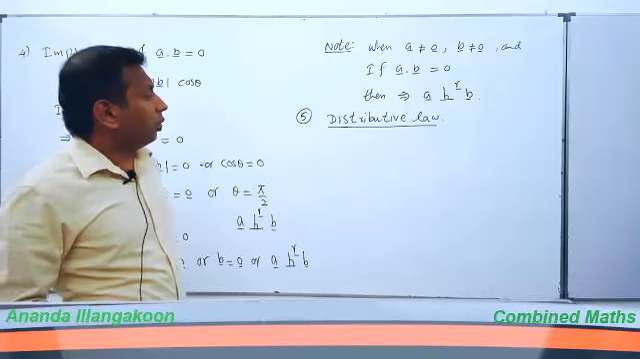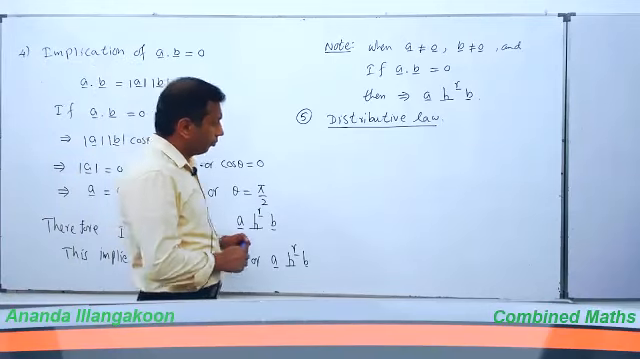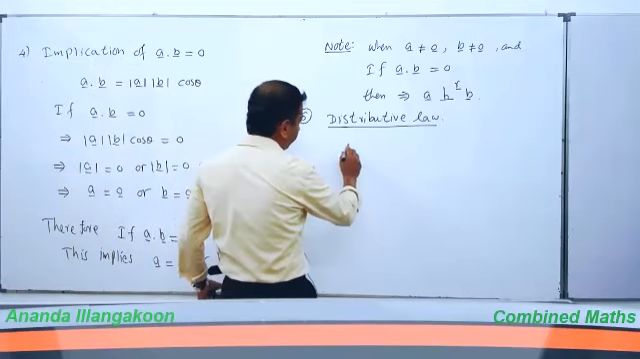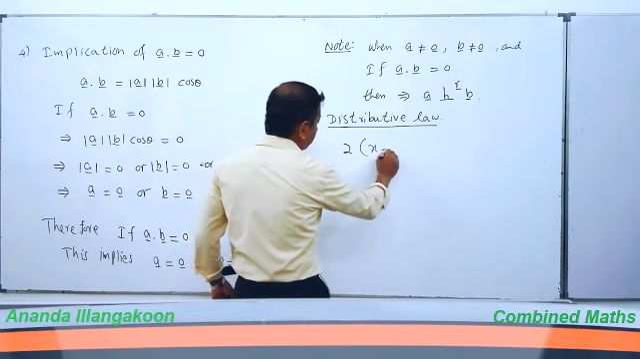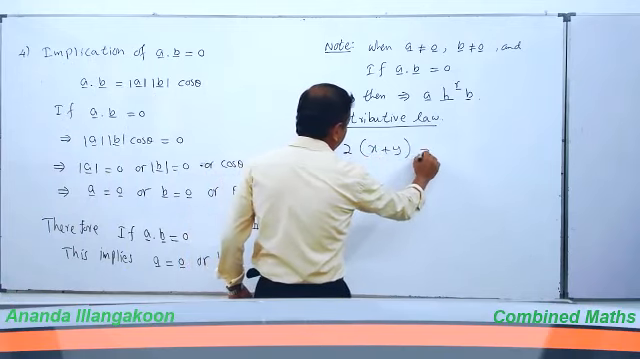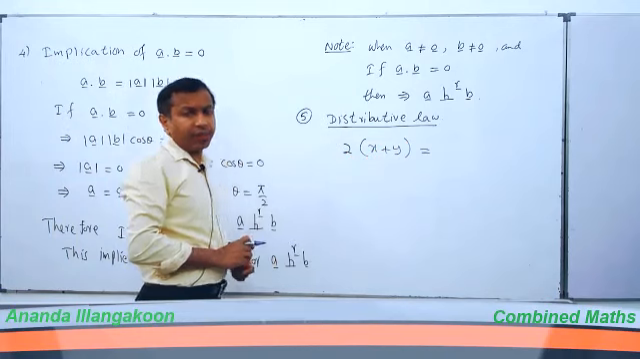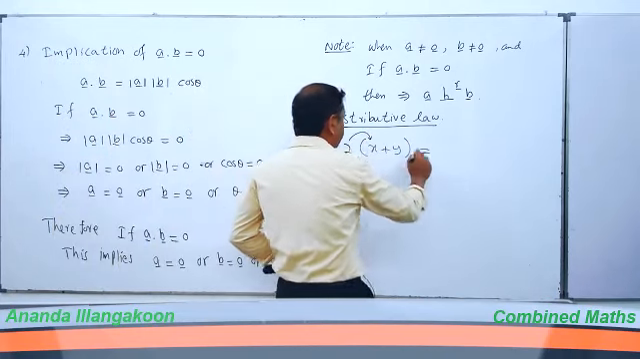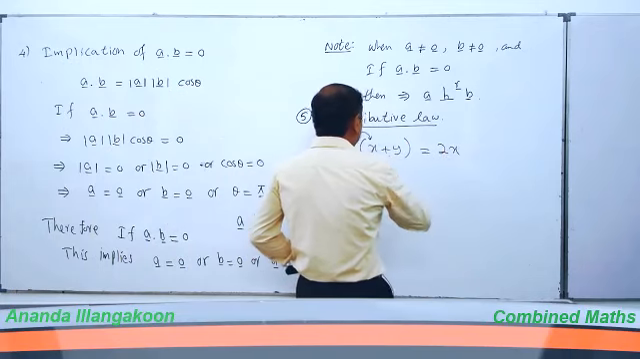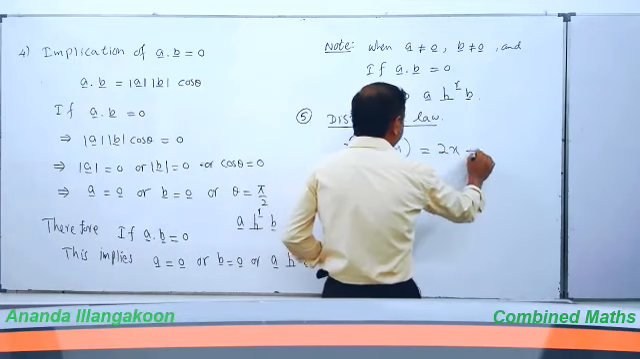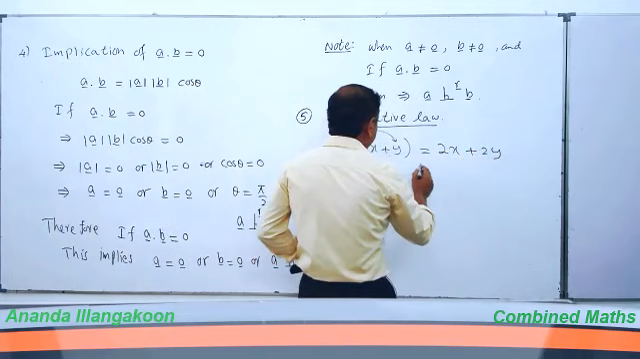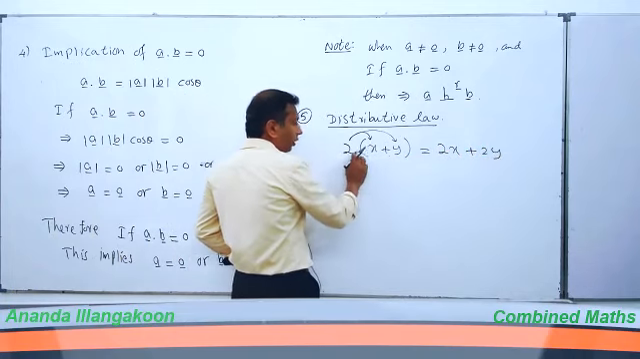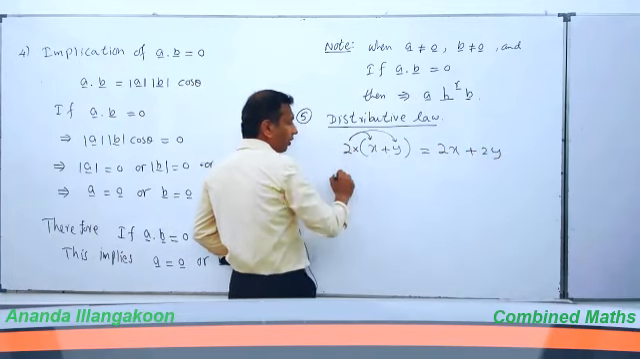Right. Now, you know, when we have 2 times x plus y, this bracket we can remove this way. 2 into x plus 2 into y. People, here between this x plus y and this 2, we have a multiplication sign.